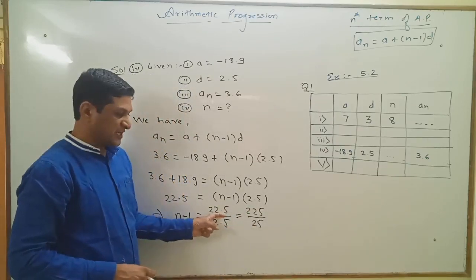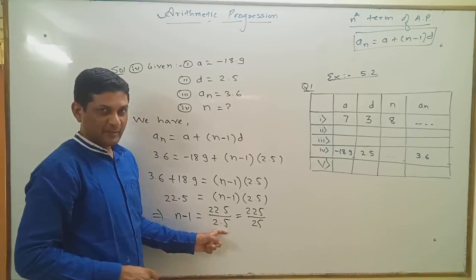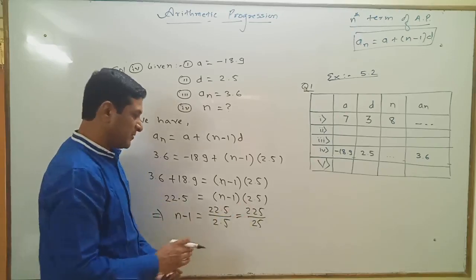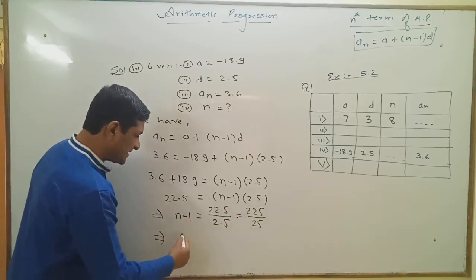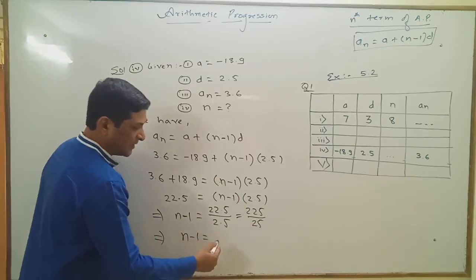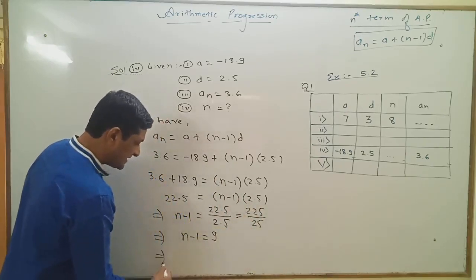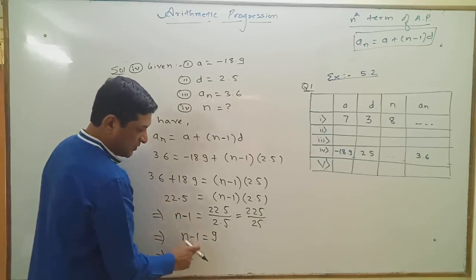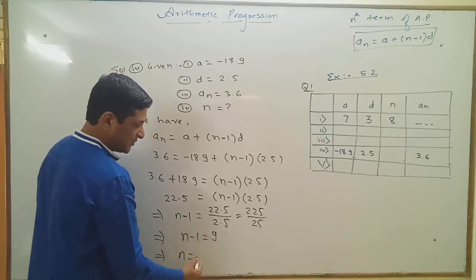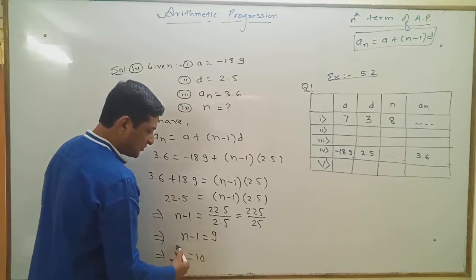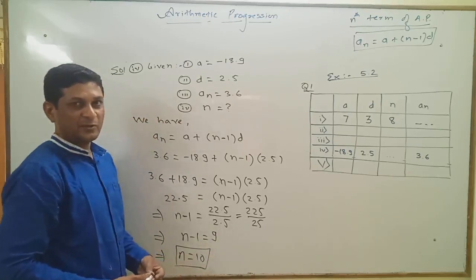For that purpose, multiply the numerator and denominator by 10, so the decimal point will get eliminated. So this implies that n minus 1 is equal to 25 nines are 225. So this implies that n will be equal to minus 1 on this side will become plus 1. So 9 plus 1 will be equal to 10. In this way we have got our required value n.